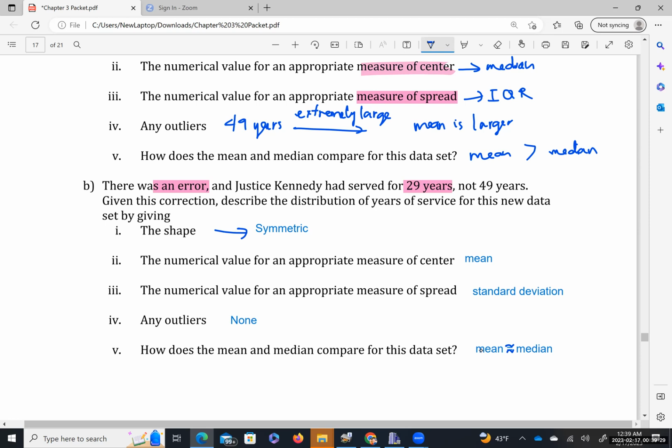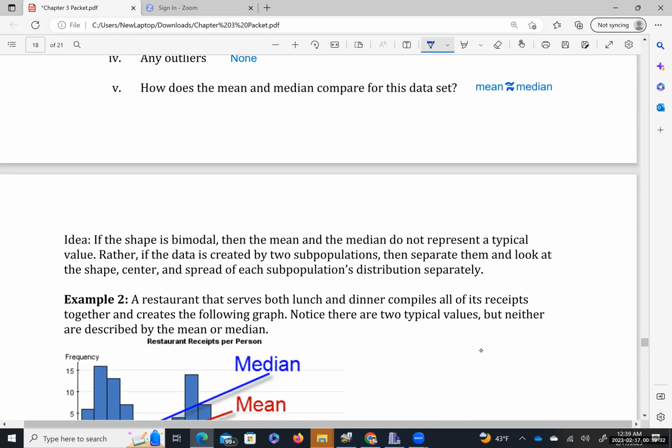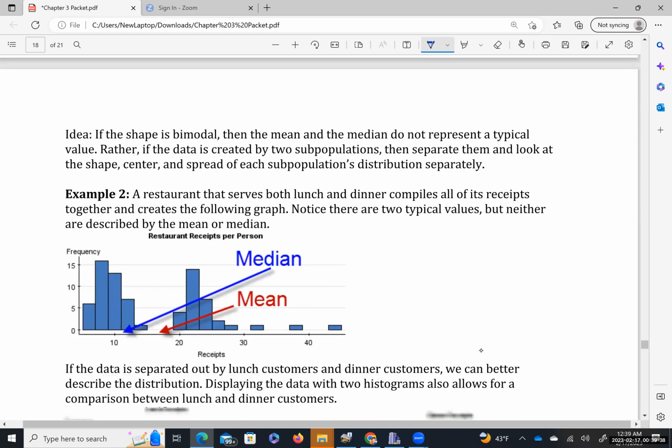Okay. So let's move down and see that. The idea is if the shape is bimodal, then the mean and the median do not represent the typical value. So this is a watch out. If it's bimodal, the mean and median do not represent it. Rather, if the data is created by two subpopulations, then separate them and look at the shape, center, and spread of each subpopulation distribution separately.